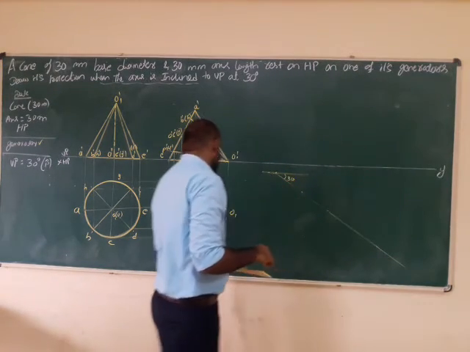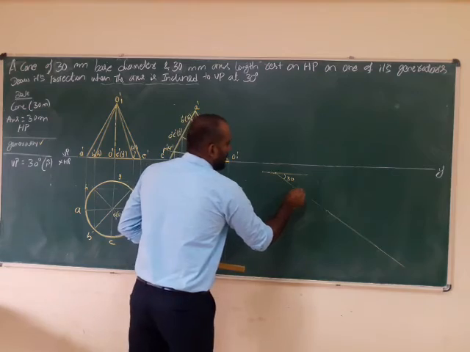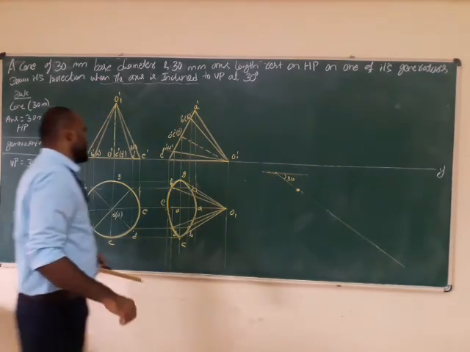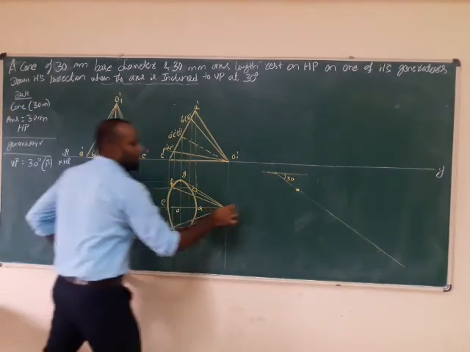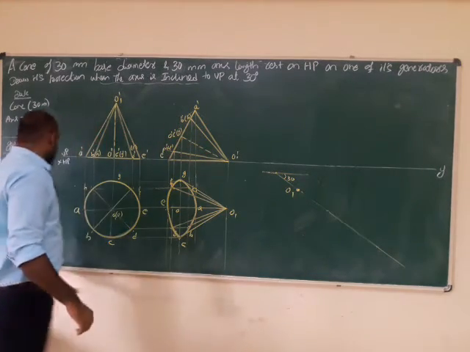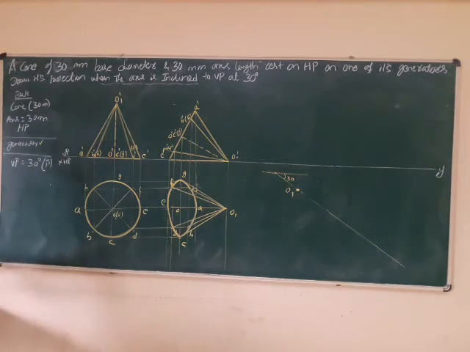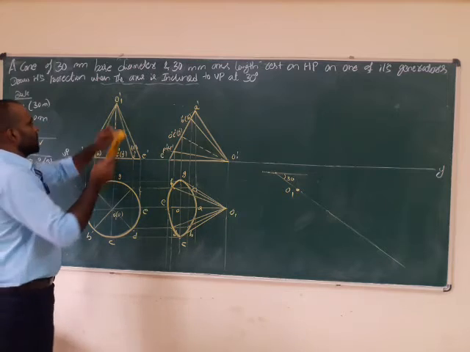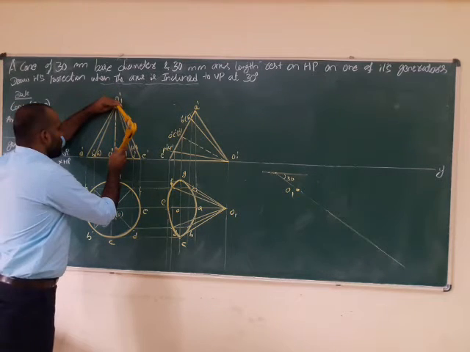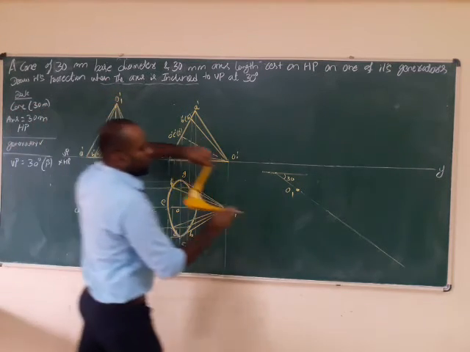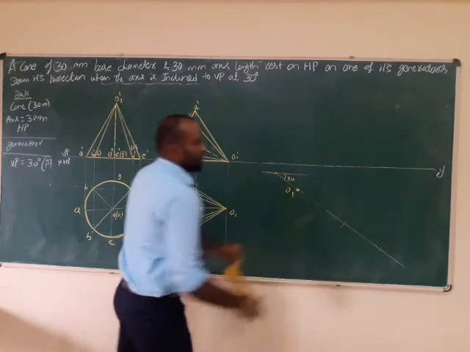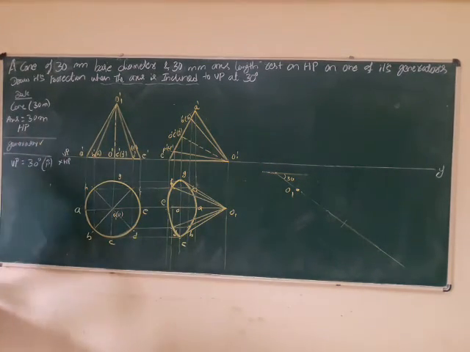Degree. Select any one point. The point is called O1. Next, measure O1 to O, measure O1 to O, this is called the O1 O.